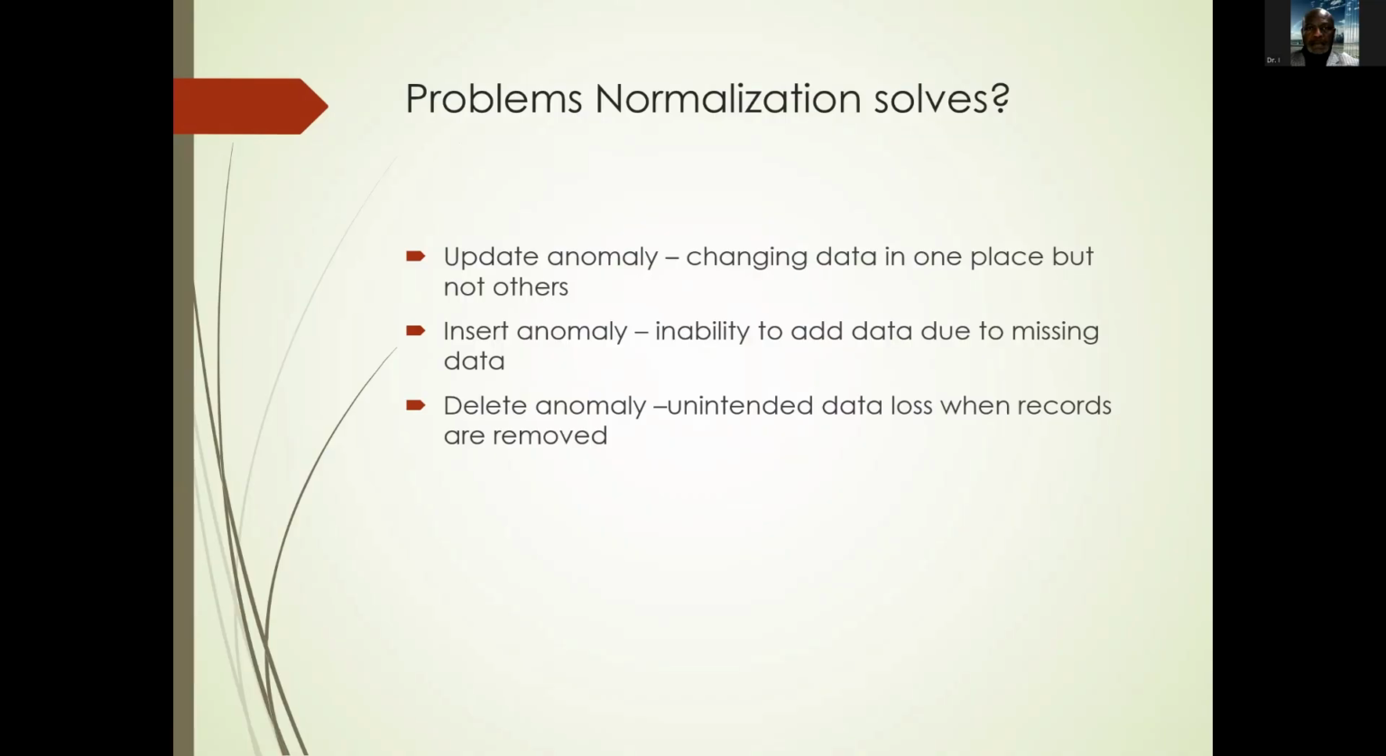The problems that normalization solves are, one, update anomaly, like when you change data in one place but not others. Insert anomaly, which is an inability to add data due to missing data. You will see the example in a moment. And delete anomaly, which is unintended data loss when records are removed from the system.